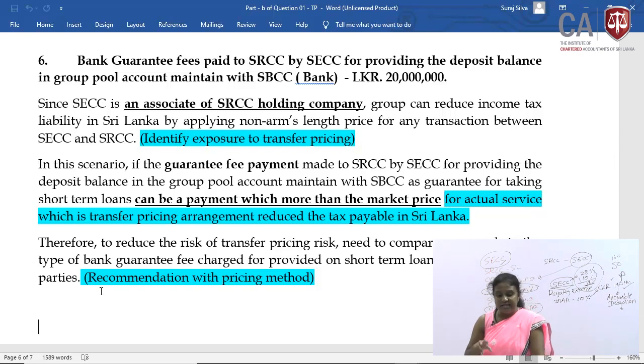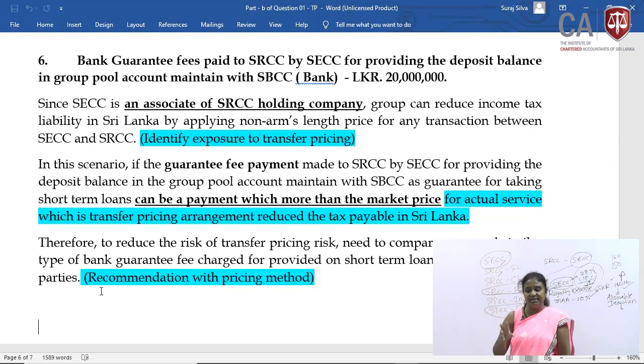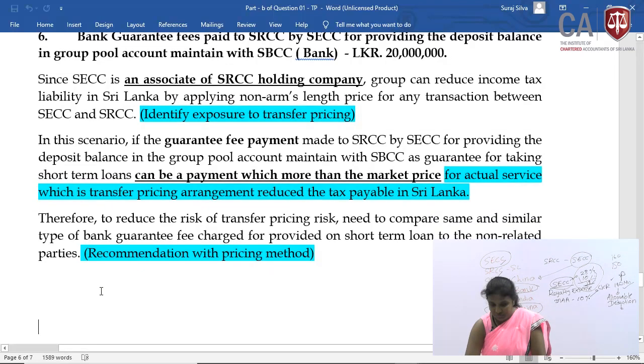Since SCCC is an associate of the SRCC holding company, again the same thing applies: the group can reduce income tax liability in Sri Lanka by applying a non-arm's length price for any transaction between SCCC and SRCC. That is again the first thing, identifying the exposure to transfer pricing. Then the second one, the transfer pricing risk.